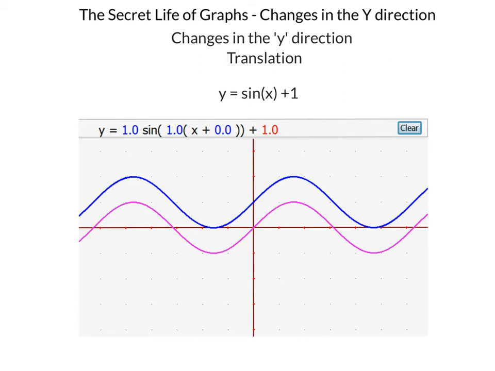So when the graph moves up and down like that, or goes up in this case, that's called a translation. Every point is 1 higher, or a certain number higher. Translations don't change the shape. What happens is every point on the graph is moved the same amount, in this case up by 1.